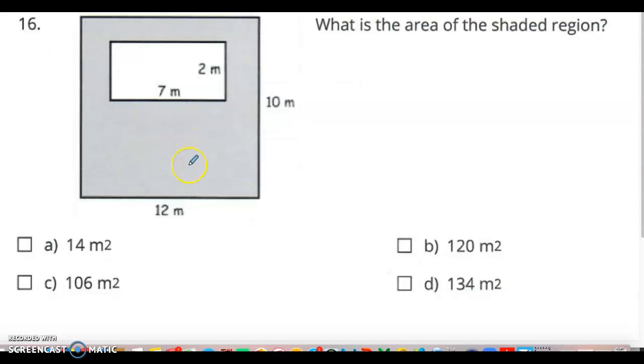Same thing on this one, except they're not squares, they're rectangles. So you find the area of the big rectangle, 12 times 10. Find the area of the smaller rectangle inside, 7 times 2, and you subtract it. Because for the shaded region, you have to subtract what's missing, and this is missing.